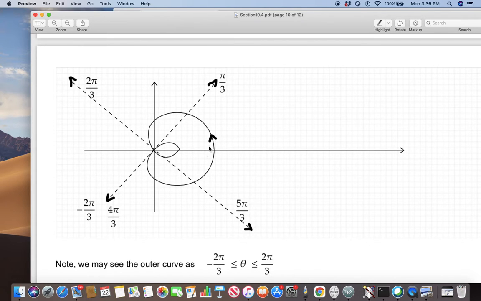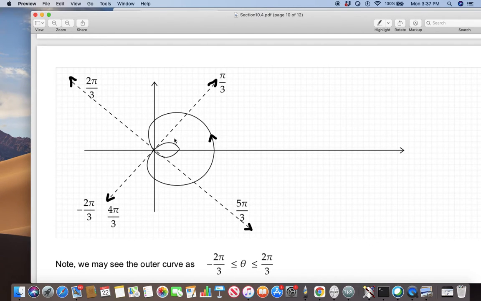The outer piece starts from angle 4 pi over 3 and goes on until 2 pi over 3. But 4 pi over 3 is bigger than 2 pi over 3. That's why we replace it by negative 2 pi over 3. Negative 2 pi over 3 to positive 2 pi over 3 gives me the outer curve, whereas 2 pi over 3 to 4 pi over 3 gives me the inner curve.